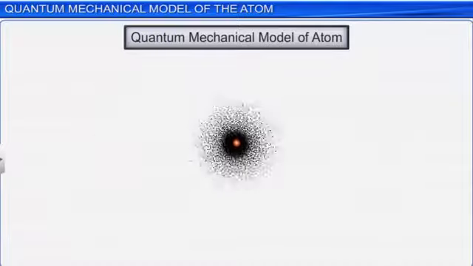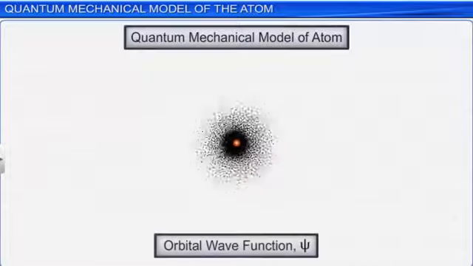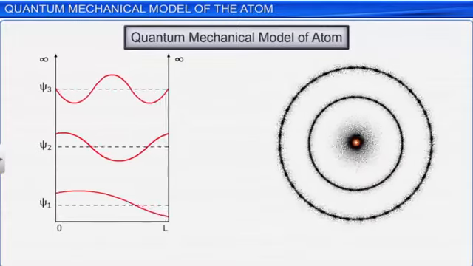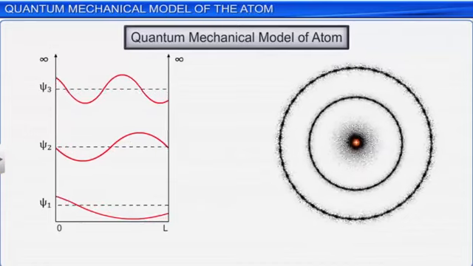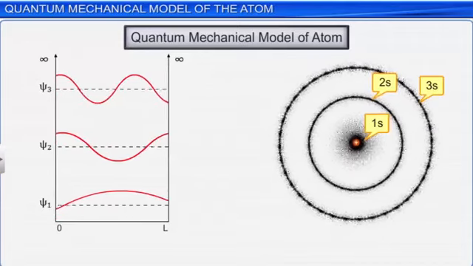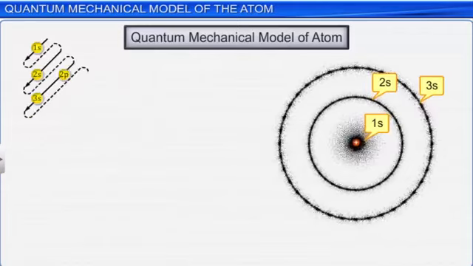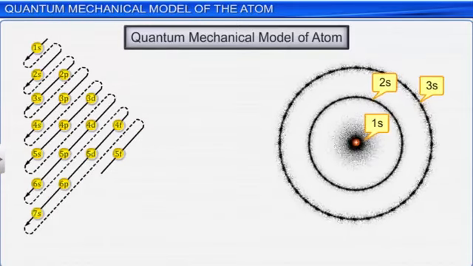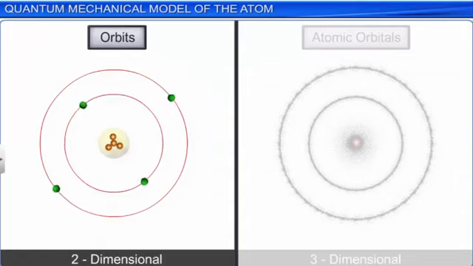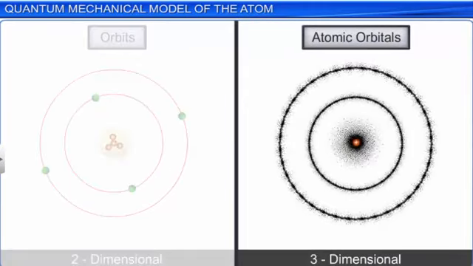The atomic orbital for the electron is given by its orbital wave function psi. There are multiple atomic orbitals in an atom, as an electron can have many wave functions, each of which contains a maximum of 2 electrons. In a multi-electron atom, the electrons are filled in various orbitals in the order of increasing energy. Note that these orbits are two-dimensional circular paths around the nucleus, in which the electrons revolve, whereas atomic orbitals are three-dimensional regions around the nucleus where the probability of finding an electron is the maximum.